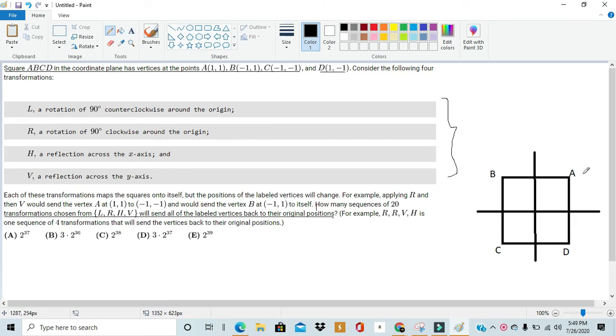Now that we have an idea where each of these vertices are located on this square, let's try to get an idea how each of these transformations would affect the square itself. So let's take a look at the first transformation. L, a rotation 90 degrees counterclockwise around the origin. Counterclockwise means it goes against the clock's direction. Since the clock would go in this direction, counterclockwise means A would go to the left. So A would move 90 degrees to the left, to where B once was.